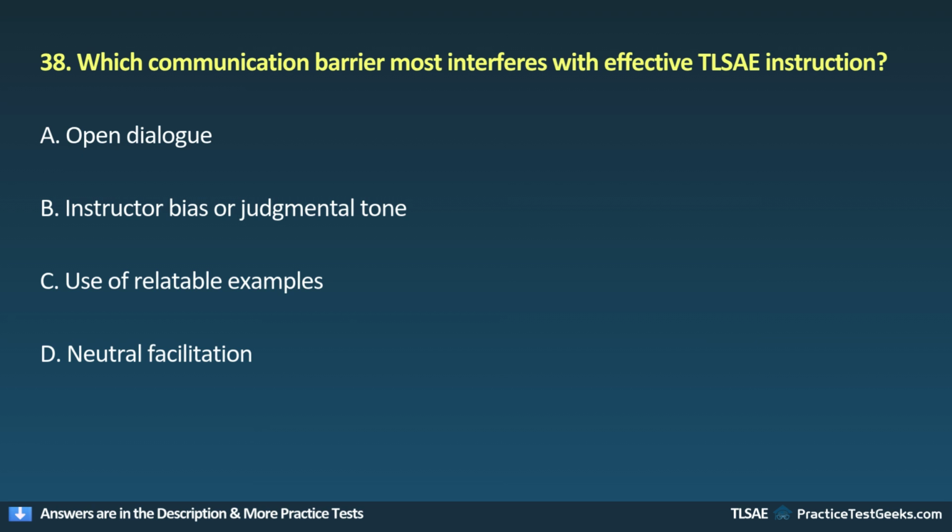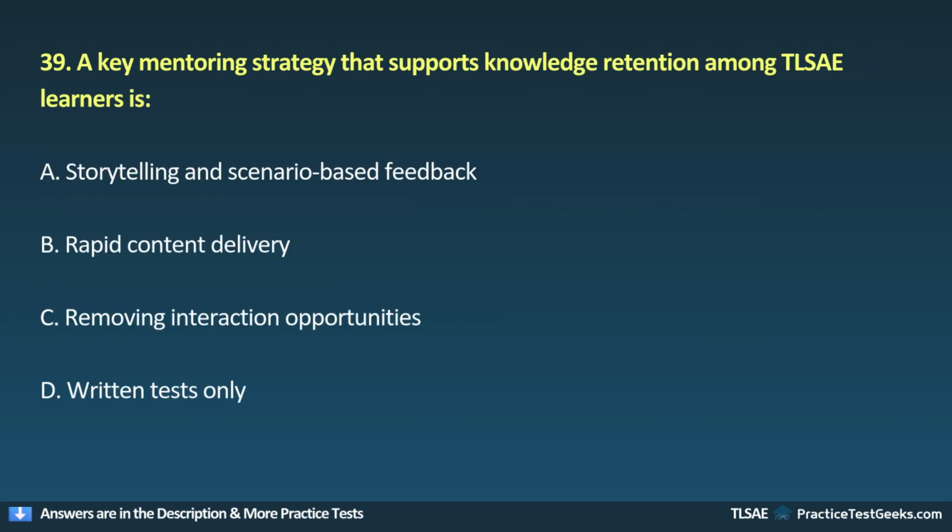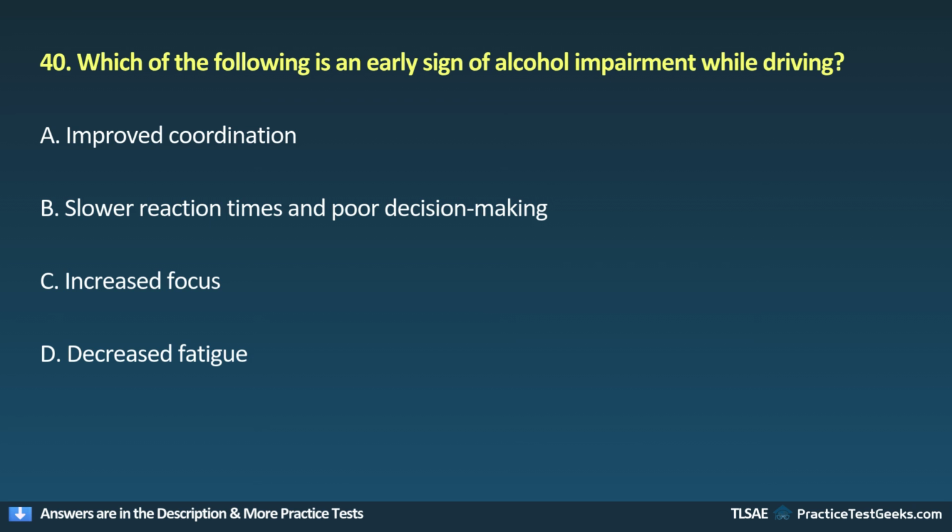Neutral facilitation. 39. A key mentoring strategy that supports knowledge retention among TLSAE learners is A. Storytelling and scenario-based feedback. B. Rapid content delivery. C. Removing interaction opportunities. D. Written tests only. 40. Which of the following is an early sign of alcohol impairment while driving? A. Improved coordination. B. Slower reaction times and poor decision-making. C. Increased focus. D. Decreased fatigue.